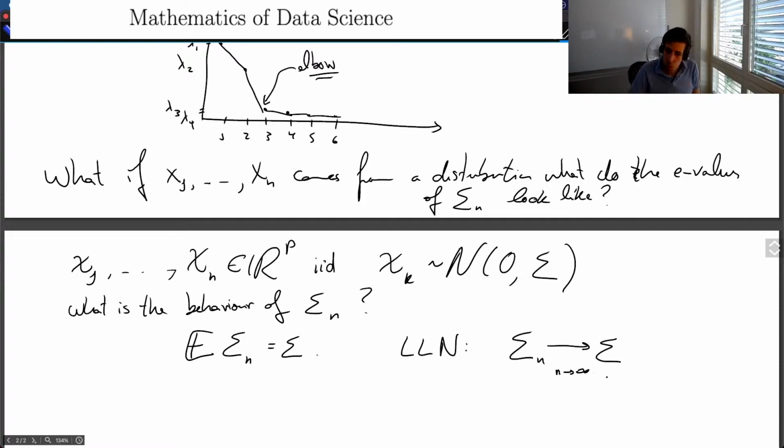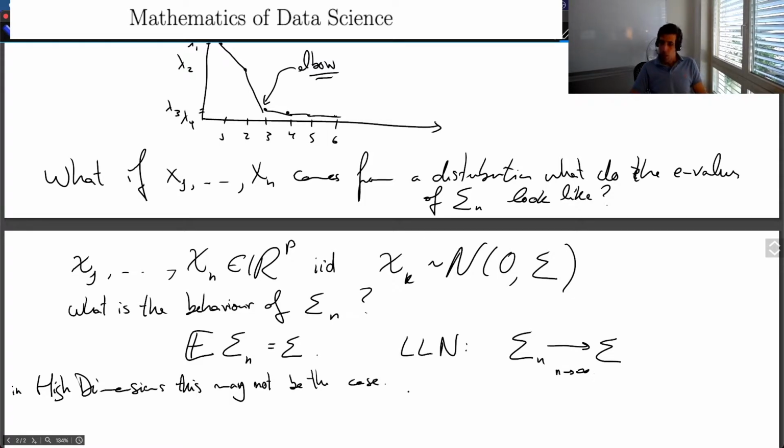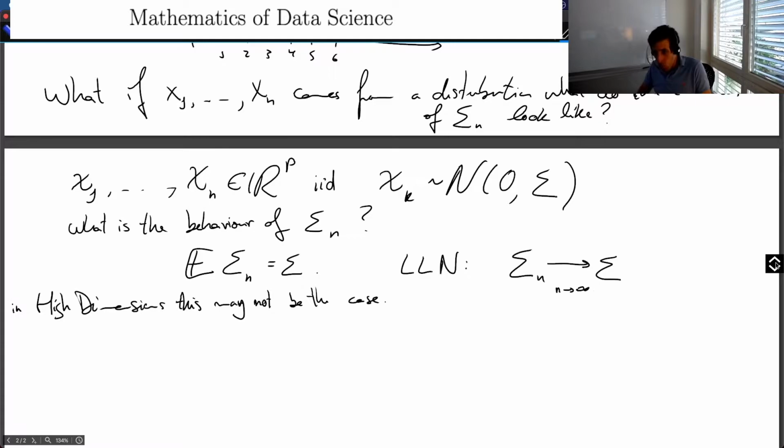Now, what is the problem? The problem is in high dimensions. In high dimensions, things may behave differently. This may not be the case. What do I mean by high dimensions? In many, more modern data sets, we really don't expect that p is small compared to n. We don't expect p fixed. P fixed and n going to infinity is when we expect this behavior.